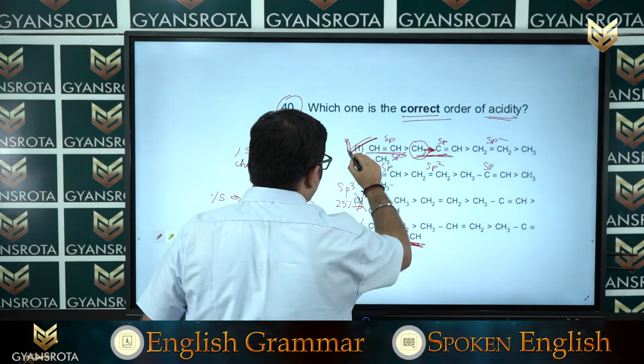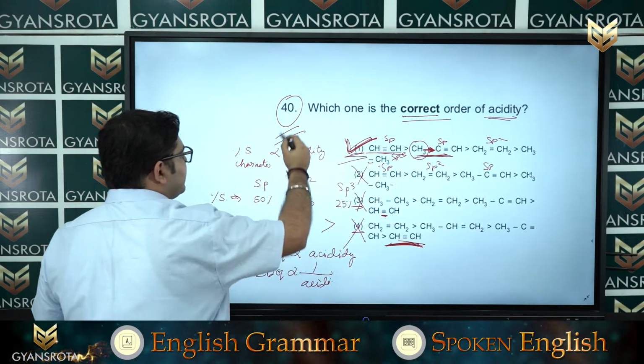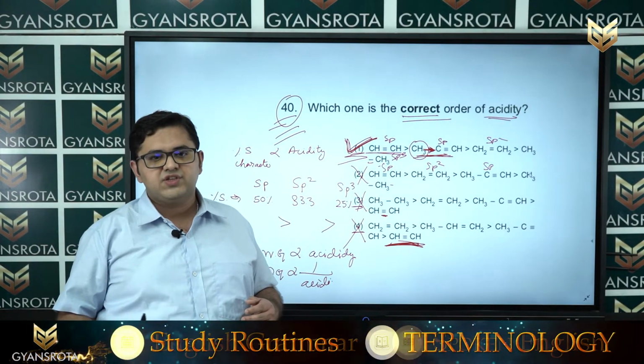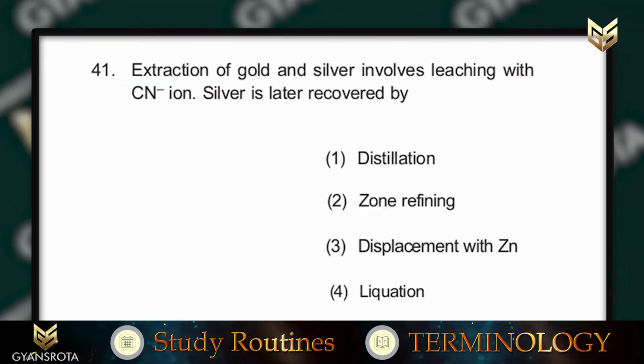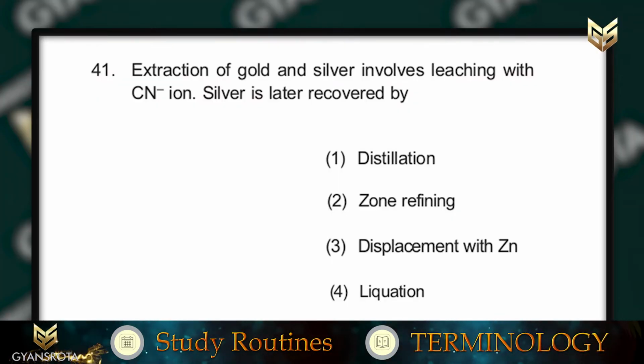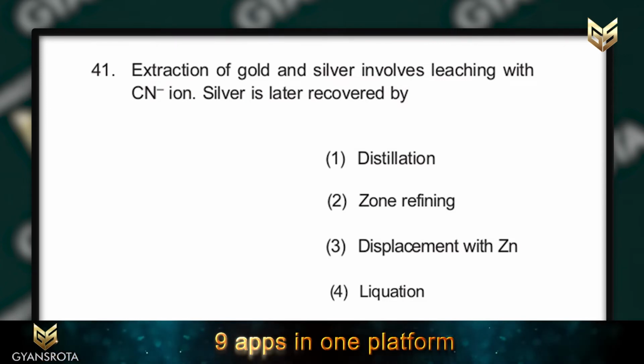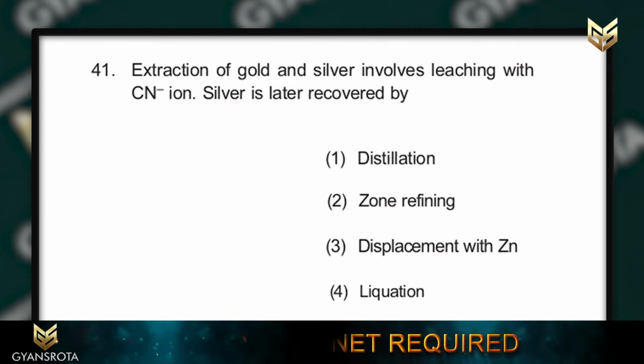So, option number 1 we have to leave out, and this is the correct answer of question number 40. Now, we are moving to the next question, that is question number 41. Question number 41 is on your screen. Extraction of gold and silver involves leaching with cyanide ion. Silver is later recovered by.